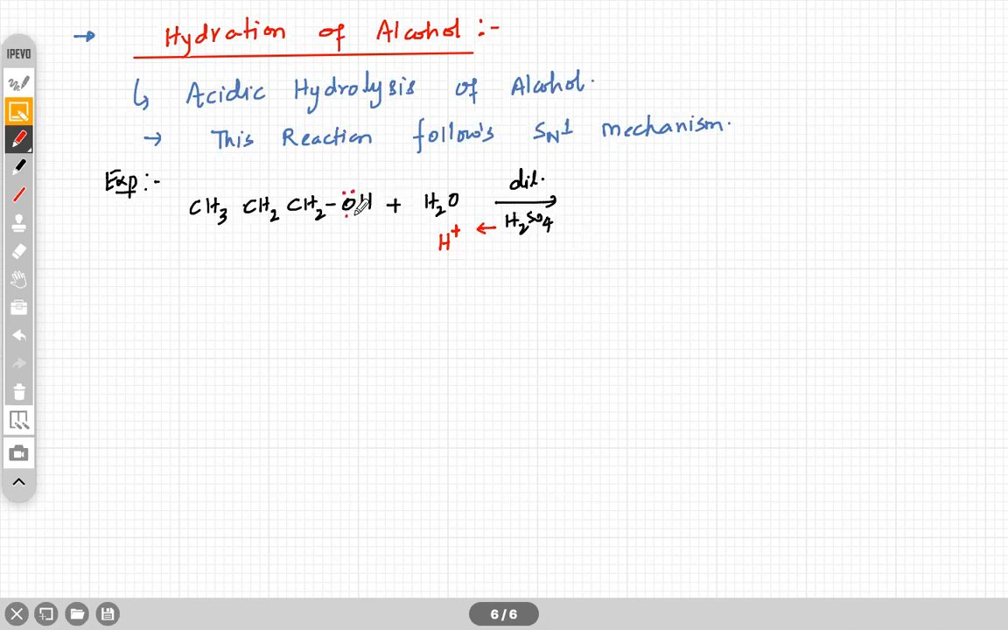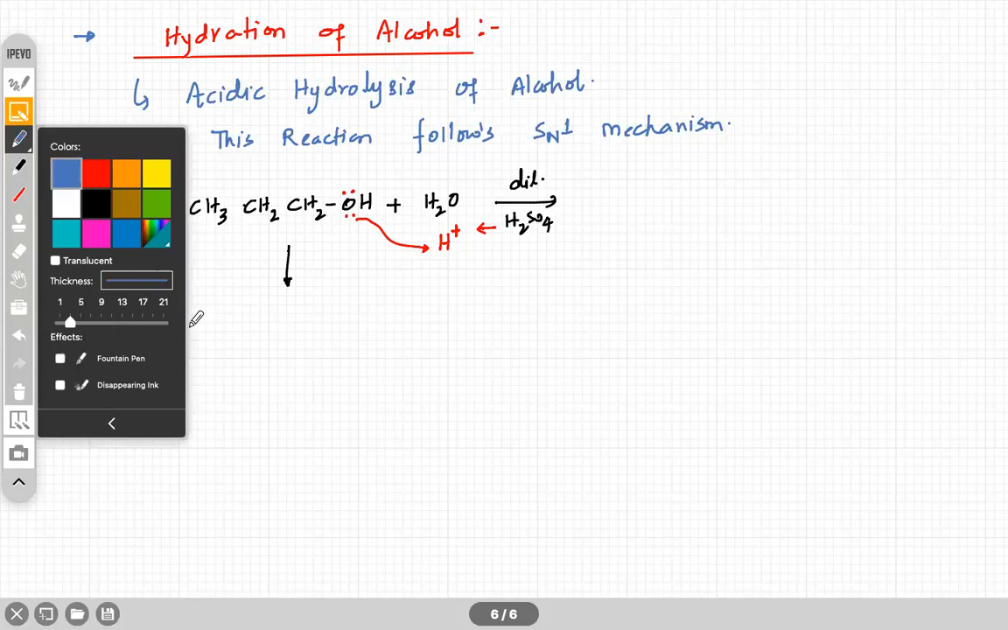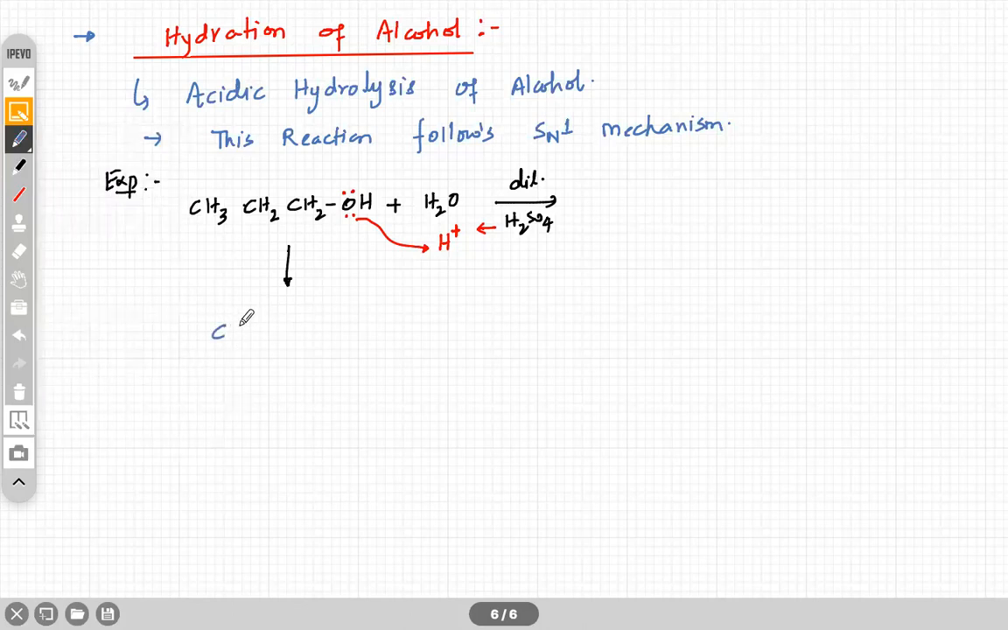This lone pair on this oxygen gets protonated and it accepts the H plus that comes from the acid. This is the protonation. We call it protonation of this group. Okay, so it converts into what? This converts into CH3 CH2 CH2O. One hydrogen we already have, another one comes from the acid, and a positive charge on this oxygen.